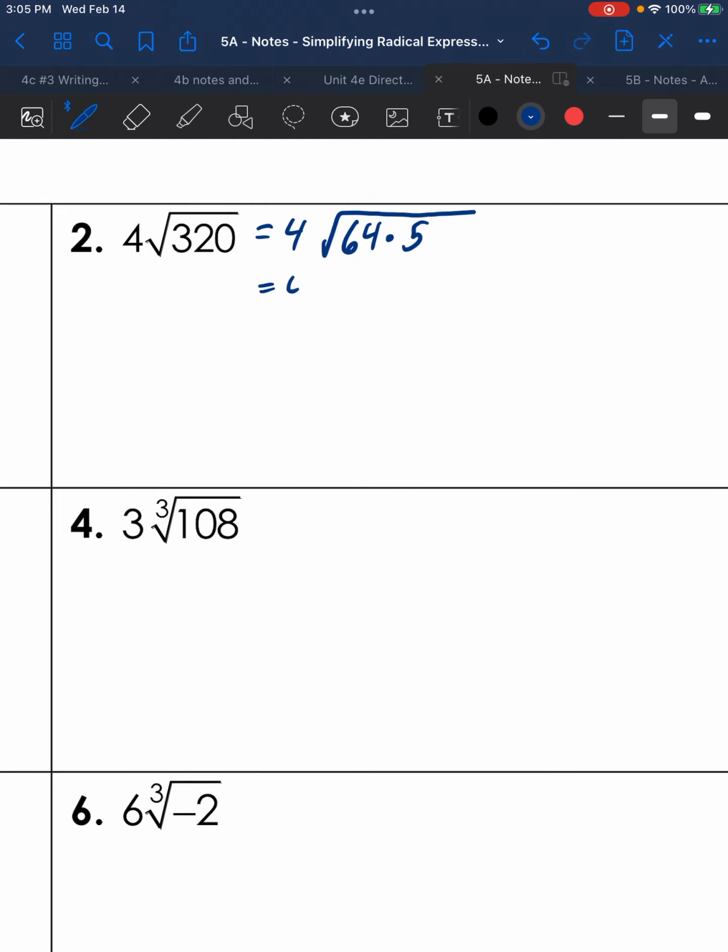Now, you might not split it up like this. You don't have to. You can keep them underneath one radical. So they have 4 times the square root of 64 is 8 times the square root of 5. 4 times 8 is 32, square root of 5.